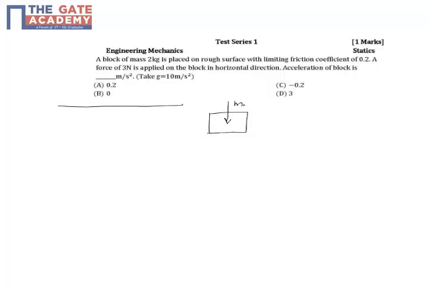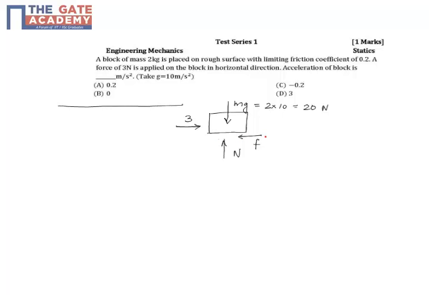The first force is mg, where the mass is 2 and g we are asked to take as 10, so 20 Newton is the weight. Here you have the normal reaction from the ground, and let's say a 3 Newton force is applied to the block in the horizontal. The 3 Newton tries to slide the block towards the right, and therefore the relative speed at the interface between the block and the surface is towards the right, and therefore the friction opposes that.